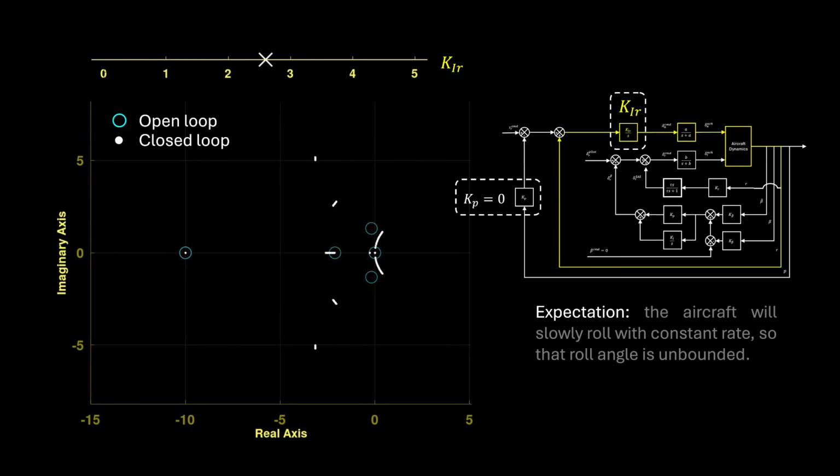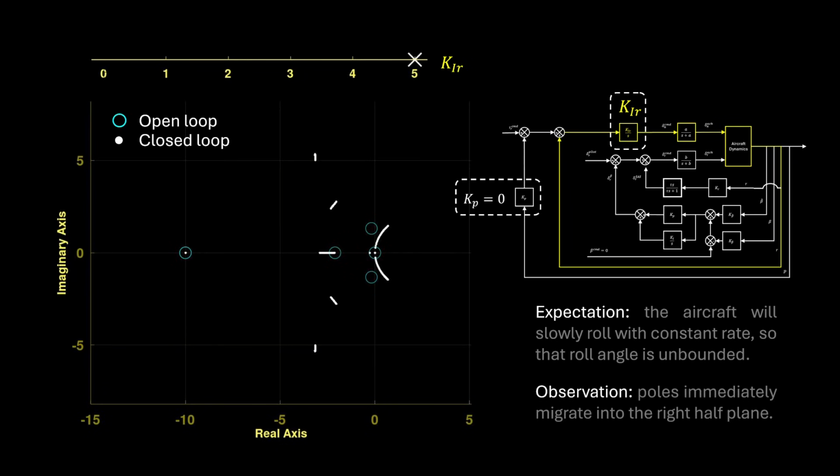Do you have any concerns with the closed loop paths? We should be concerned. There's a complex pair at the origin that immediately branches off into the right half plane. This is a closed loop, unstable system where instability is increasing as the controller puts more effort into the aileron to achieve the commanded turn rate.